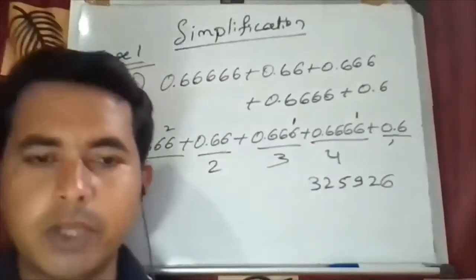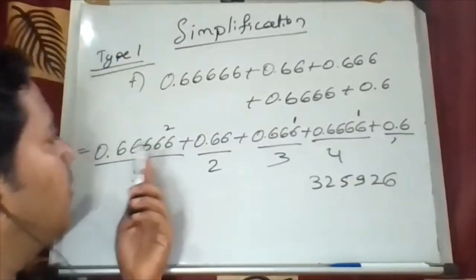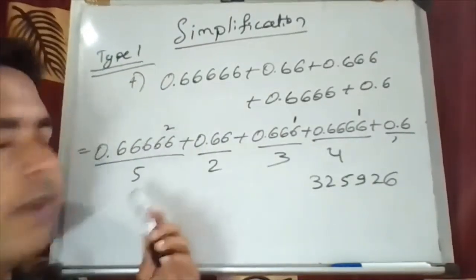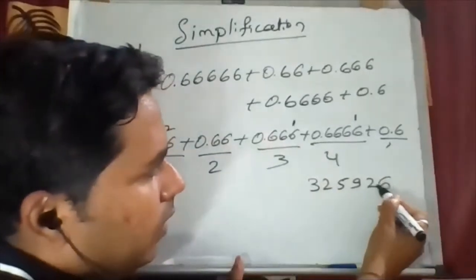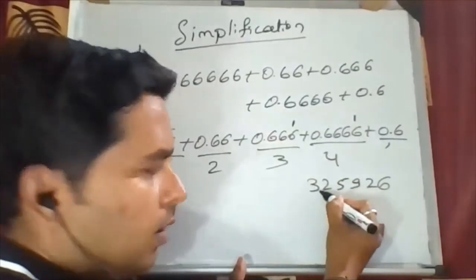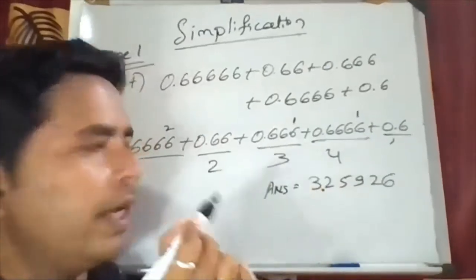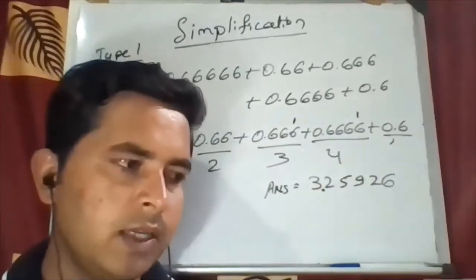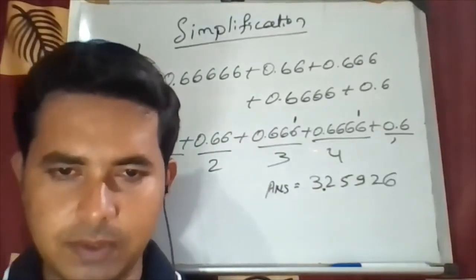But where to keep the decimal value? Check. This is the highest digit number: 1 2 3 4 5. The decimal was placed before the fifth digit. So keep it here. Count 1 2 3 4 5. So here your answer is 3.25926. Okay, so this way you have to do the decimal values.